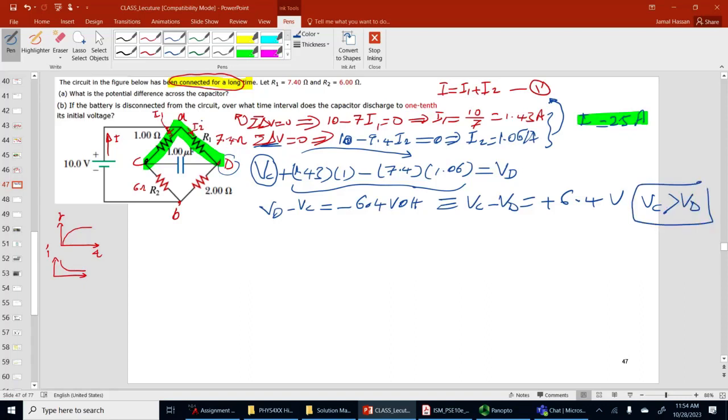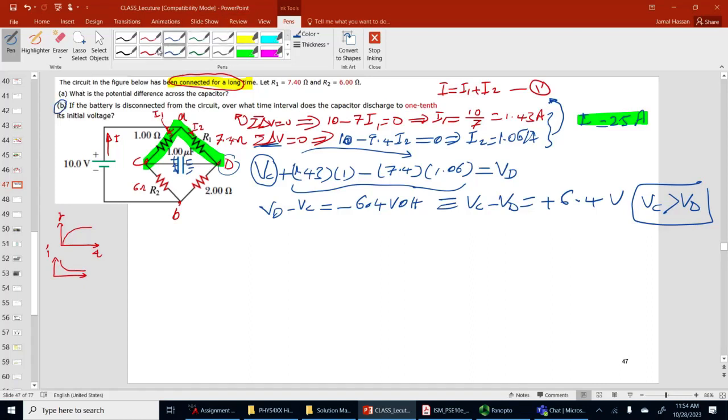So what does that mean? VC is to the left, so that plate will be positive, this plate will be negative. That's the meaning of it. Okay, so that's one part. It was fun. The second part is even more interesting than the first one.